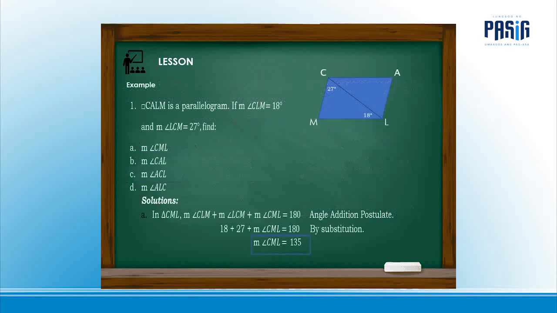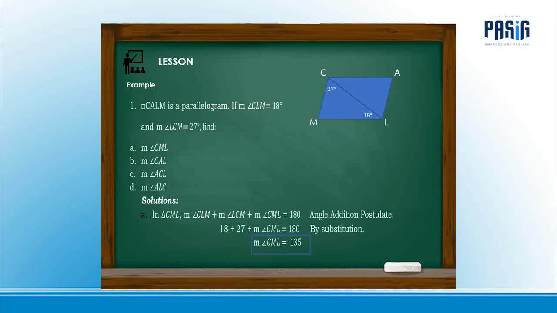Example number 1. Quadrilateral CALM is a parallelogram. If the measure of angle CLM is equal to 18 degrees and the measure of angle LCM is equal to 27 degrees, find the following. A. Measure of angle CML. Letter B. Measure of angle CAL. Letter C. Measure of angle ACL. And letter D, measure of angle ALC.